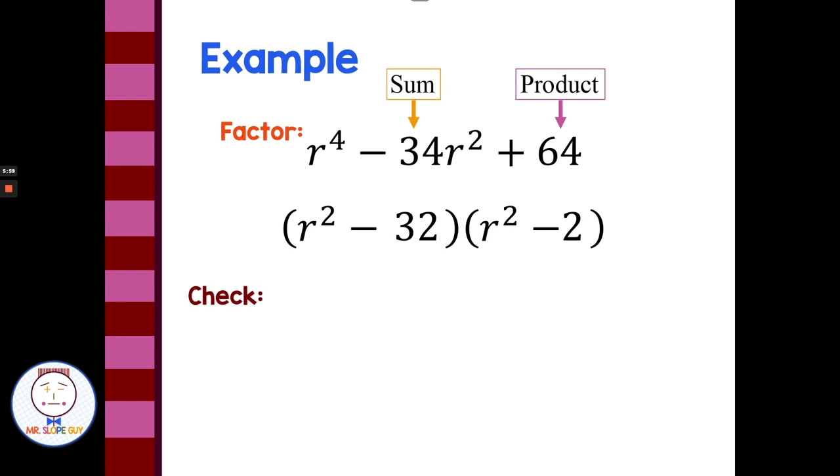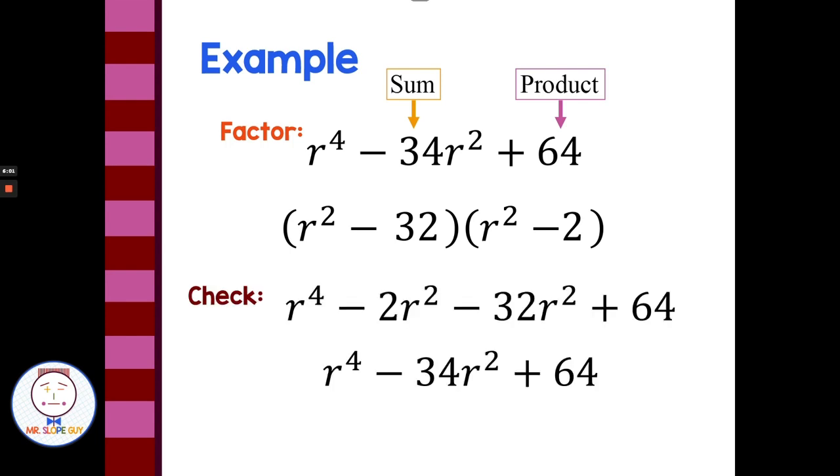As always, we can check with multiplication. So if your product is positive and your sum is negative, then both numbers would have to be negative.